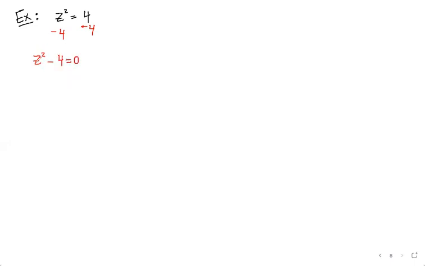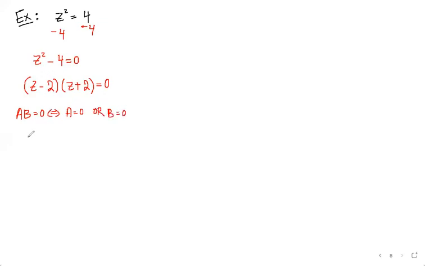Now, what property can I use for this one? How can I factor this one? Z plus 2, z minus 2. Exactly. z minus 2 times z plus 2 equals 0. Now I'm using the third property that said A times B equals 0. This means A equals 0, or the second one equals 0.